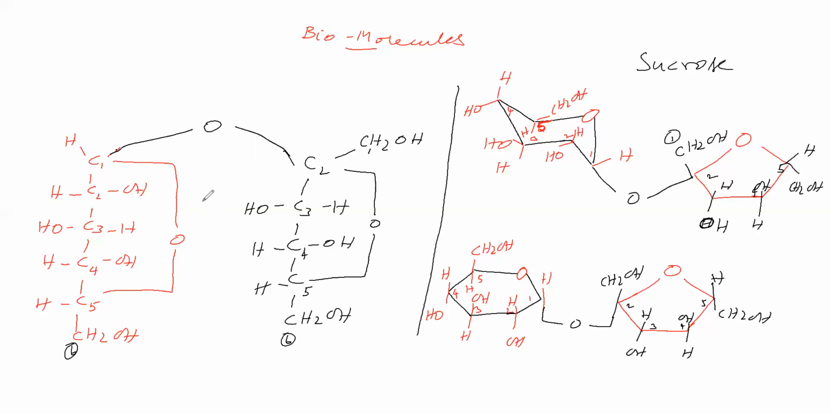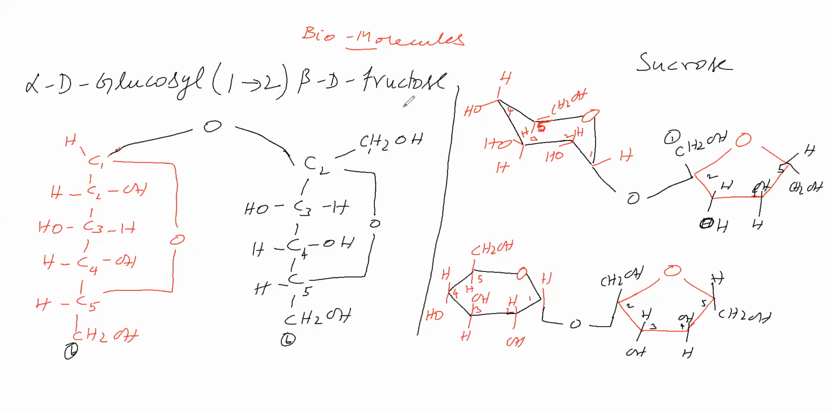We'll see. This is alpha D plus glucose. Therefore we can say alpha D glucosyl. Then in this one first carbon, in this second carbon is going for glycosidic linkage. This is beta D fructose. So alpha D glucosyl 1,2 beta D fructose, that we can say for this one.